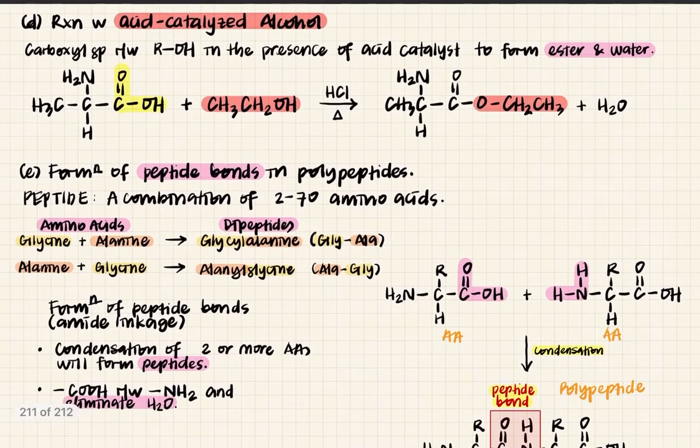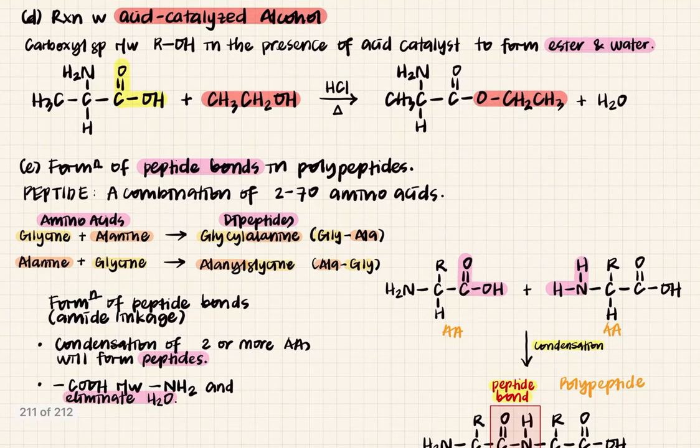Okay. Next, you have reaction with acid catalyzed alcohol. Okay, so alcohol is a base. Okay, tapi ingat dia cakap acid catalyzed, that means that you need to have a type of strong acid here as your catalyst. Okay, even though dia tak undergo any reaction. So we will form ester and water.